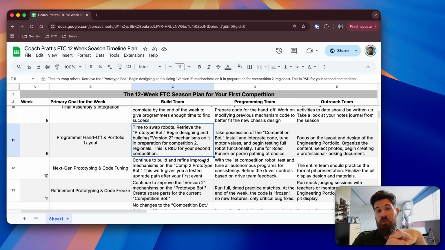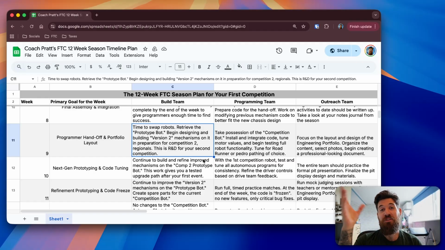If you've been following through my design plan, one of the big goals is that you hopefully have two robot chassis. One of these chassis is a programming chassis, the other is a prototyping chassis. You have a competition bot and you have a prototype bot, and it's time to swap back. While your programmers have been working on the prototype chassis for quite a while, it's now time to swap so that the programmers are on the competition bot and now it's your turn to work on the programming chassis.